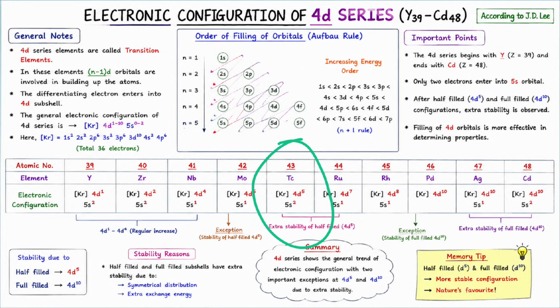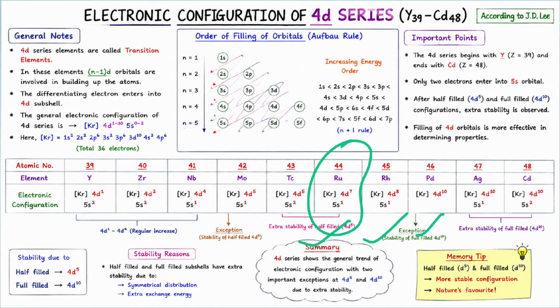Okay. Now come to ruthenium. The configuration is 5s1 4d7, and for rhodium 5s1 4d8. The question is why they are obtaining this type of configuration? Because from here they are trying to obtain the fully filled configuration. So the configuration is krypton 5s1 4d7 for ruthenium, and for rhodium 5s1 4d8.